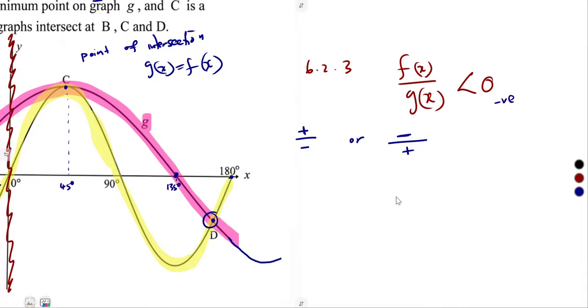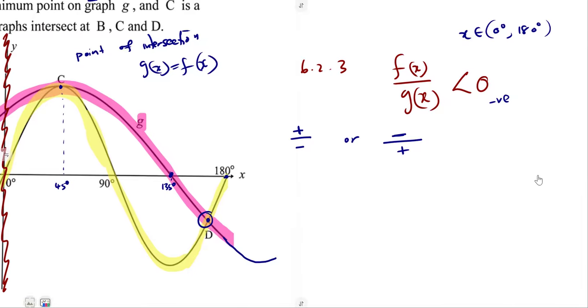From 0, going to the right side, because we are given that x must be taken from 0 to 180, I'm not showing you the left side so that we do not have confusion. So I'm just going to focus on from 0 here. At 0, the one on top is our g, and this is our f here. From 0, both graphs are positive, above the x-axis, from 0 up to 45. Both are above the x-axis.